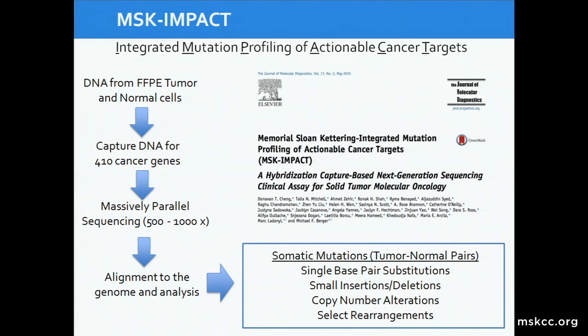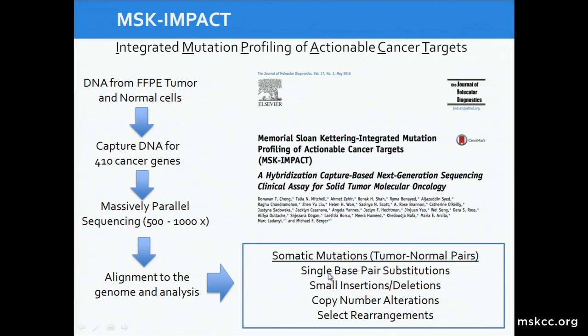Now, I didn't just want to talk about a commercial test, and besides, we're kind of obligated to talk about MSK IMPACT here at MSK. I'm actually surprised that they let Dr. Chen talk without having an MSK IMPACT slide. But Dr. Dallaire did tell you the specifics of this assay, so I'm not going to belabor it, of course.